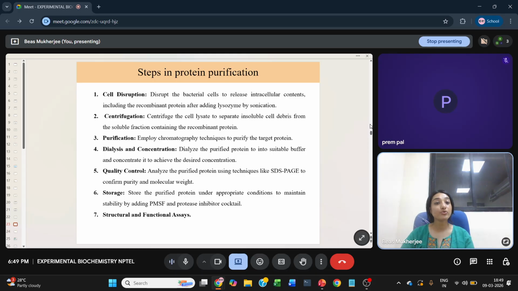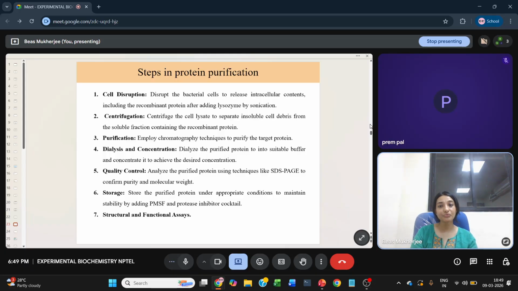Okay, and purification. So employ chromatographic techniques for purification. Dialysis and concentration is done. Again, instead of dialysis, you can exchange the buffer using size exclusion chromatography, and that will add another layer of purification anyway. So dialyze the protein into a suitable buffer and concentrate it to get the desired concentration. Quality check is very important. So SDS-PAGE is run for quality check and to confirm the purity and molecular weight of the protein.